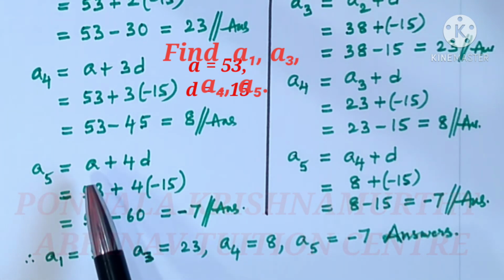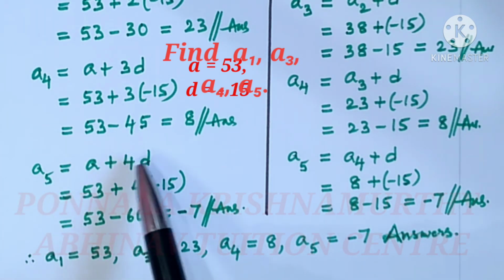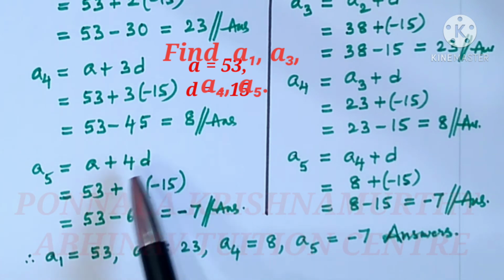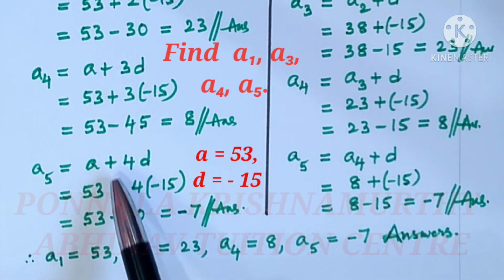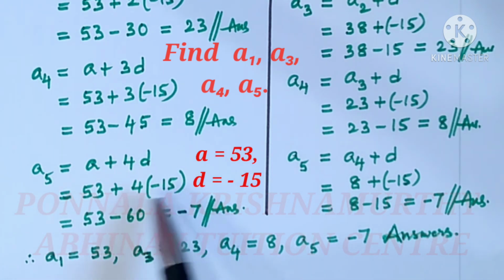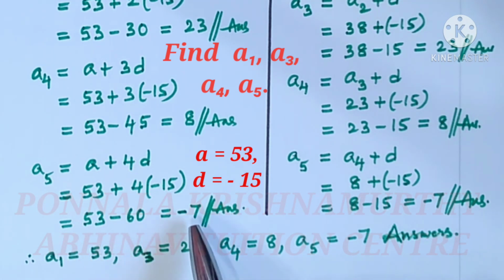A5 is equal to A plus 5 minus 1 into D. That is 4D. A is 53 plus 4, D is minus 15. 53 plus into minus, minus 4 into 15, 60. 53 minus 60, different signs, subtraction, bigger number sign. So this becomes minus 7. A5 equal to minus 7 is the answer here.